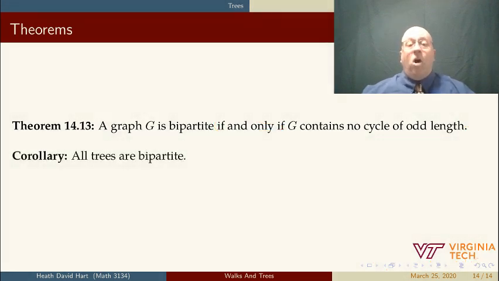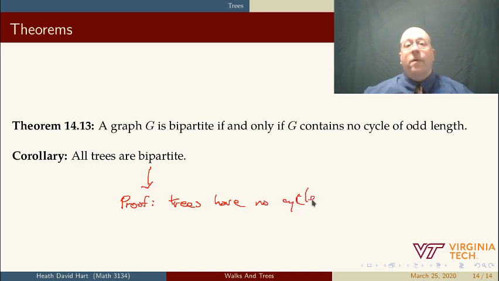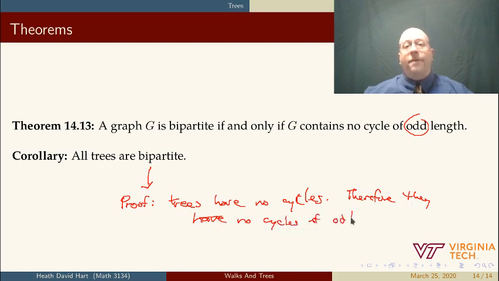But here's a corollary. All trees are bipartite. Easy proof. Trees have no cycles of any length, including no cycles of odd length. Therefore, all trees are bipartite. Okay?